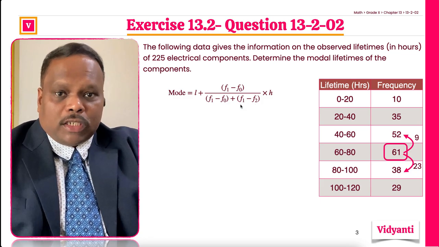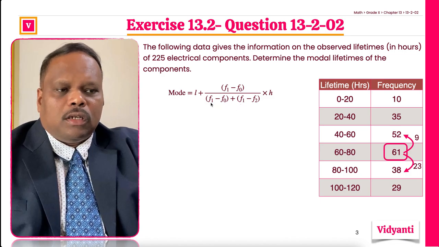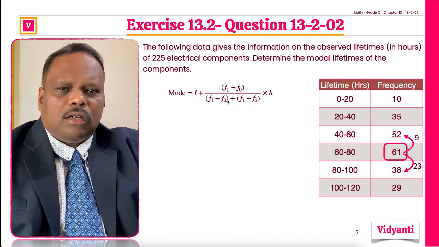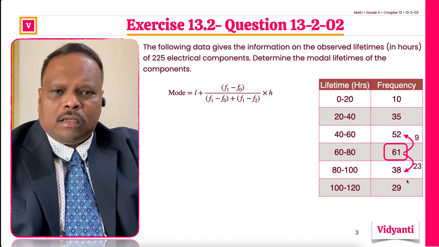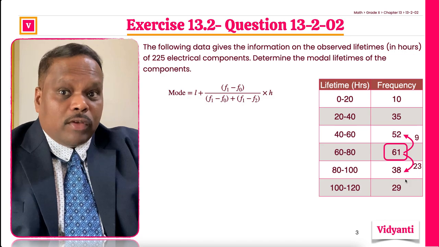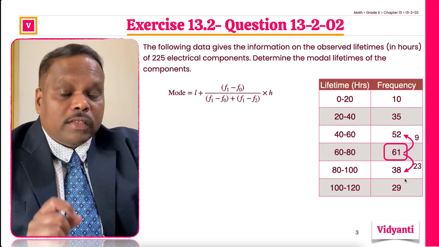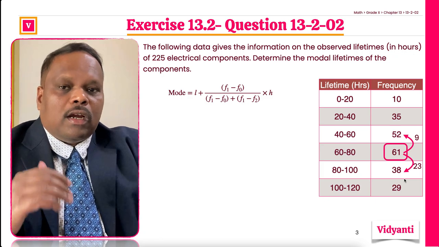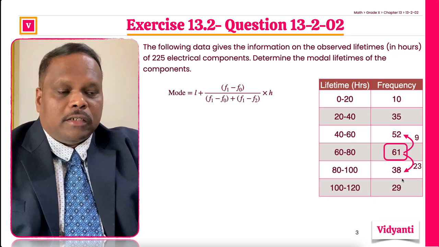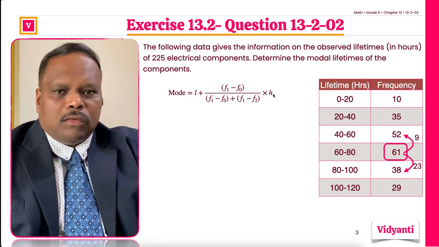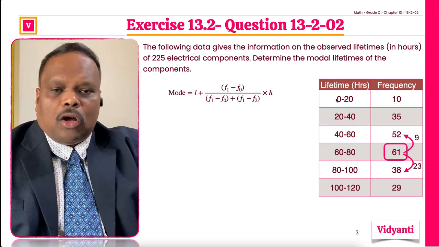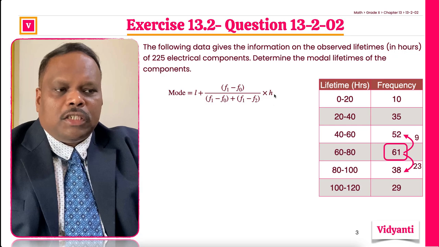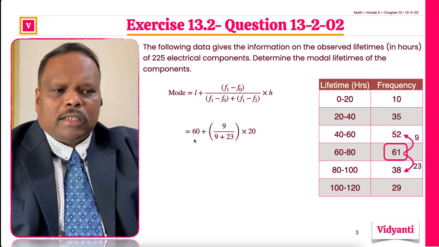Now, the formula mentioned in the textbook has 2f1 minus f0 minus f2. I prefer this way because that gives you more intuition about what exactly we are doing. We are actually finding out the differences in frequencies compared to the previous class interval and compared to the next class interval. And h is the width of the class interval. Well, all the class intervals are of width 20. So h is 20. Right? Let us substitute the values.